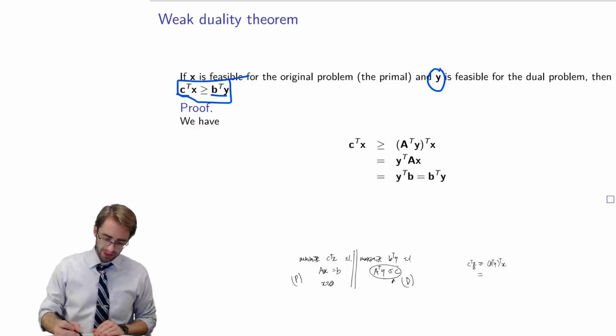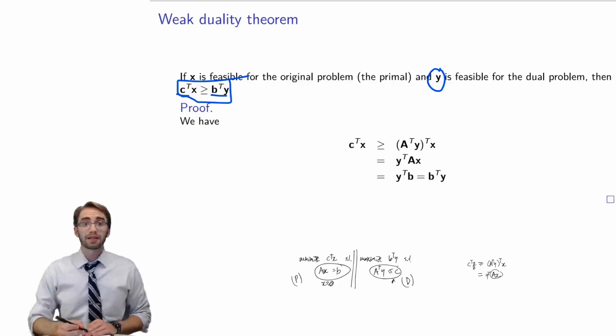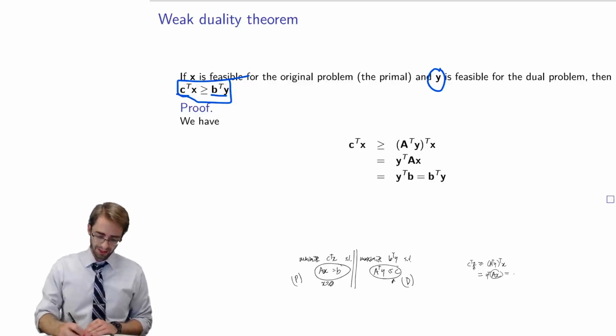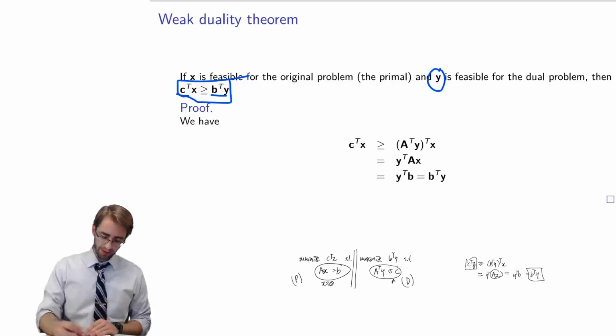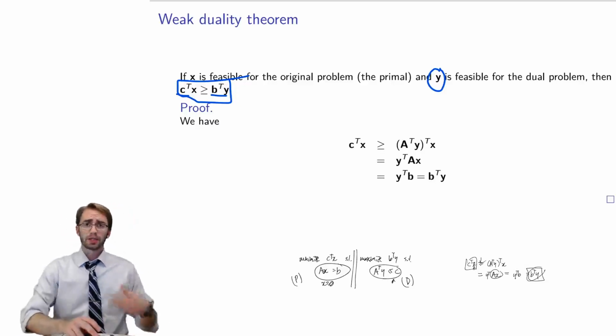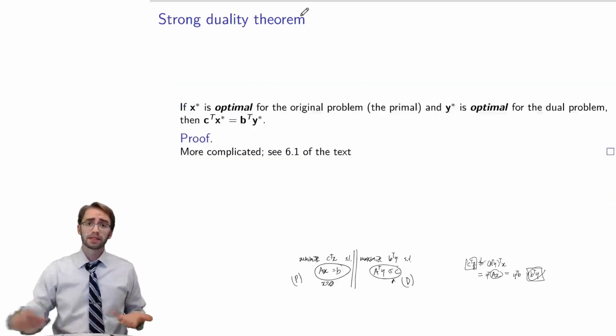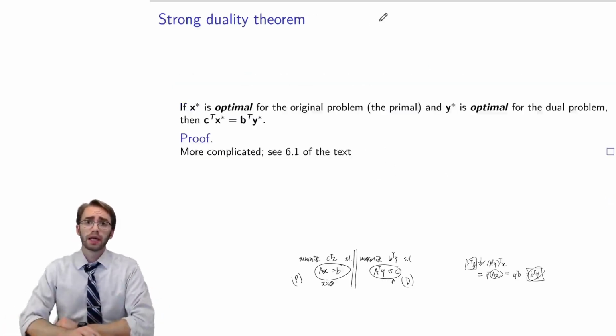And that, following the laws for transposition, is just equal to y transpose Ax. And then Ax is equal to b because of our standard form linear program. So that's equal to y transpose b, which is b transpose y. So therefore, C transpose x is greater than or equal to B transpose y. The minimization problem is always at least as big as the maximization problem. So that's weak duality. It tells you that there's some relationship here, and a direct one that we were able to extract.